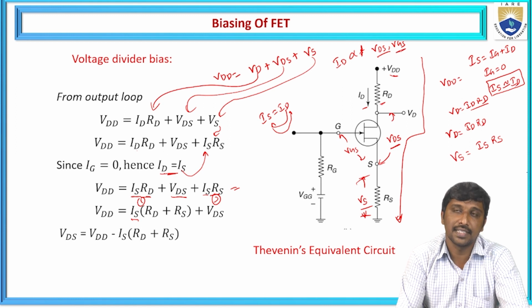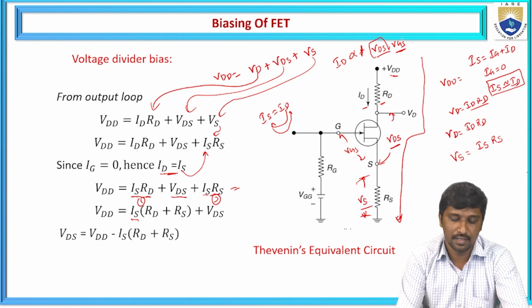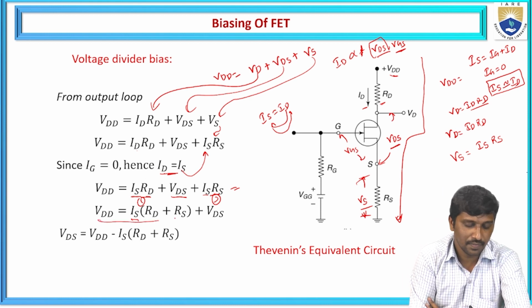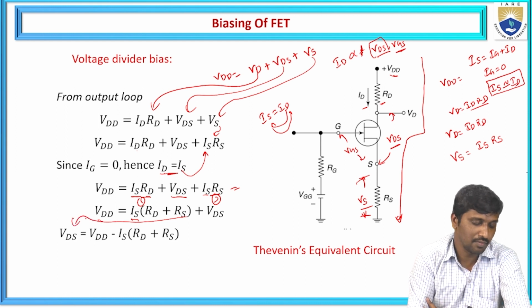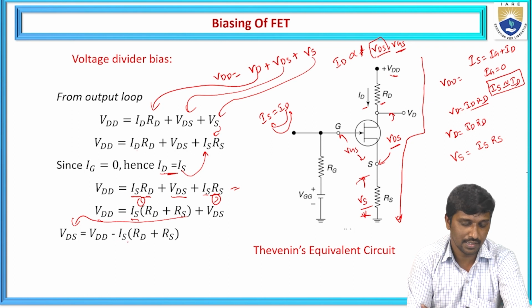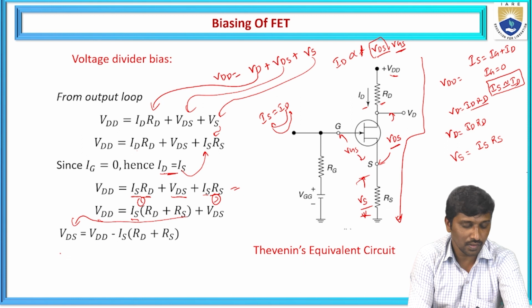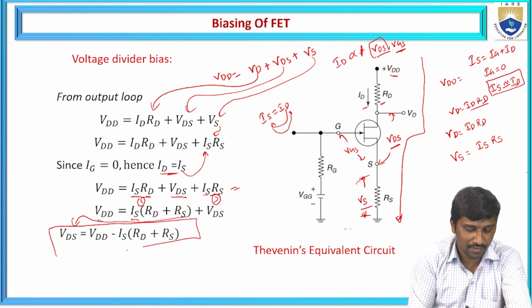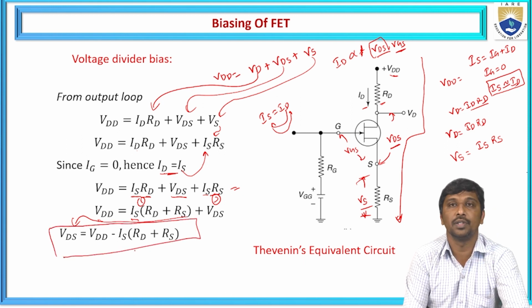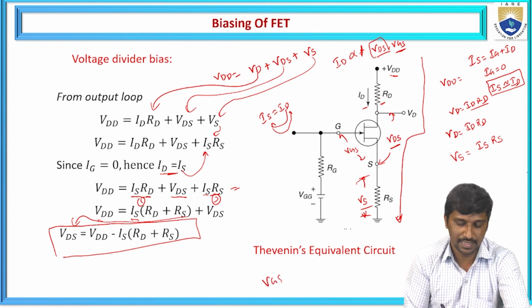Already we observed the VGS parameter. Now we need to determine how much biasing voltage is required between the drain and the source. Hence, from this relation, I need to determine VDS. So VDS is equal to VDD minus IS times RD plus RS. From this Thevenin equivalent circuit, or the voltage divider circuit, we identified these two parameters, the VGS parameter as well as the VDS parameter.